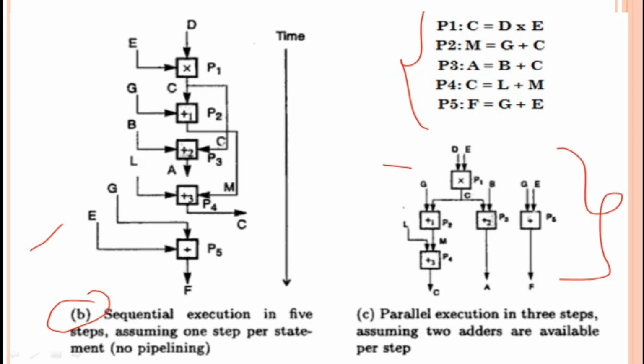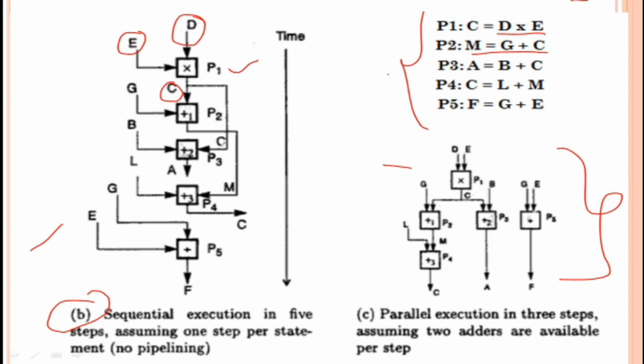Okay, so we'll see that first process 1 is executed. To execute process 1 we require what? D value and E value. Those values are supplied here. So D value and E value are supplied to process 1. Then what is the output? I'll get C as the output here. So that will be the input to process 2, right? Because M is equal to G plus C, as you can see here.